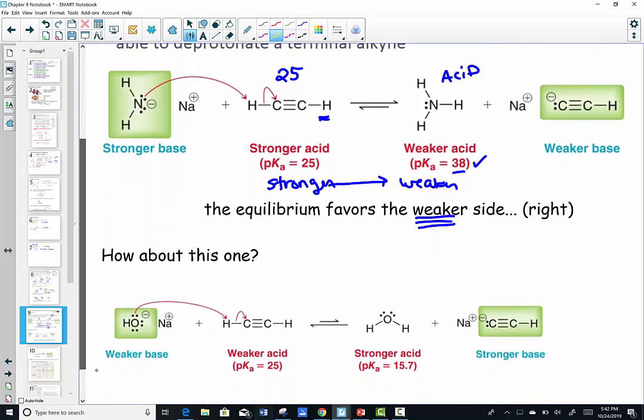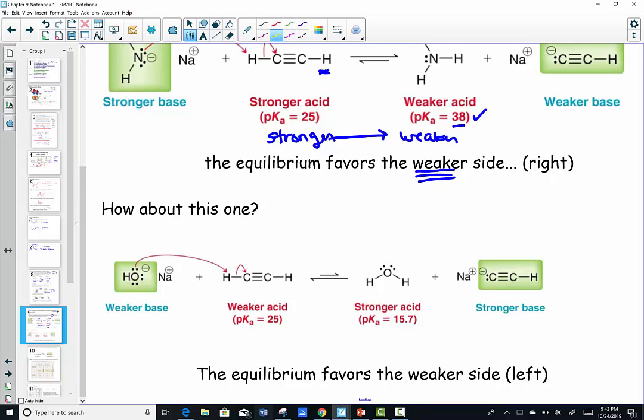Let me model this. What about this equation? So here I have sodium hydroxide, NaOH, reacting with acetylene. The terminal hydrogen has a pKa of 25. We form conjugate pairs. The hydroxide group reaches out for the proton. This bond collapses. When that bond collapses, we form a carbanion, a negative ion with a negative charge.